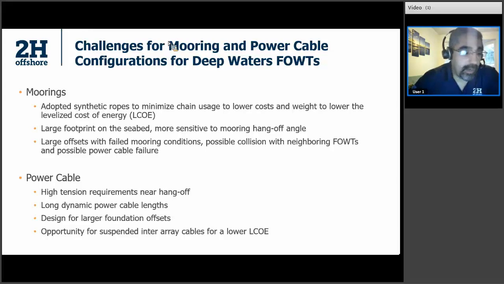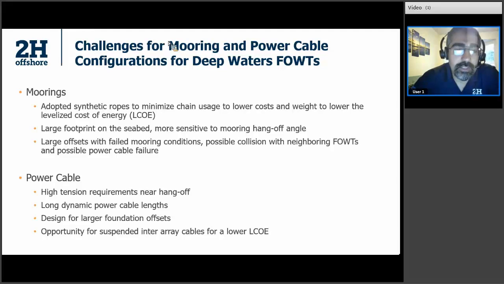On the power cable side, the dynamic portion of the power cable is the expensive bit as opposed to the static part, and in deep water long dynamic power cable sections are required. And again, as we mentioned, in deep water we observe high foundation offsets, and the power cable has to withstand those foundation offsets. So that's a design challenge.